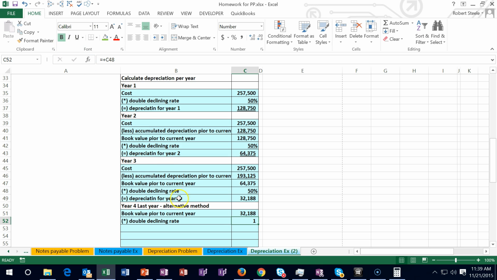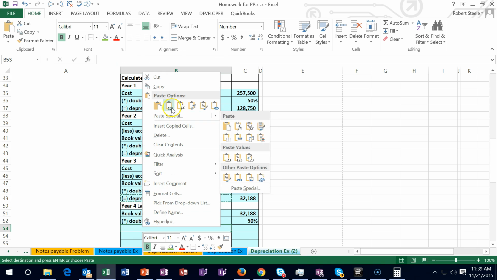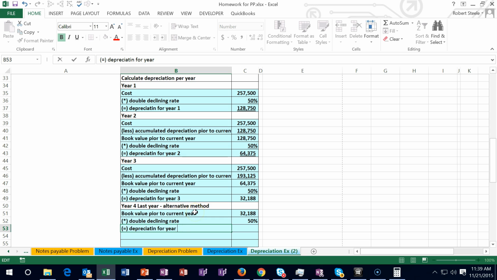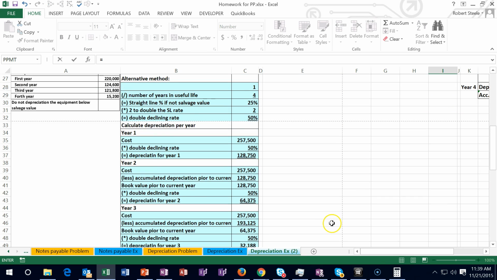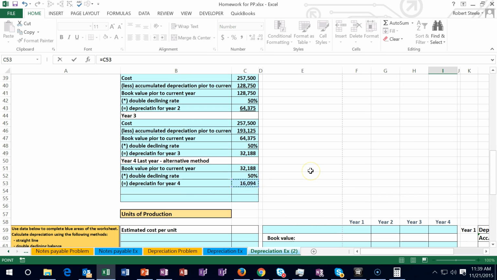And I'm going to notice it came out to 1 because I haven't changed the cell to be in terms of a percentage. There's the 50%. And if we multiply that out, then that would equal, we would think, the depreciation for year 4. So let's do that. I'm going to say this equals the 32,188 times the 50% and enter. And then I'm going to plug that into our numbers up here and see what happens in terms of our worksheet. We would think that the depreciation for year 4 under this method should be the 1694.